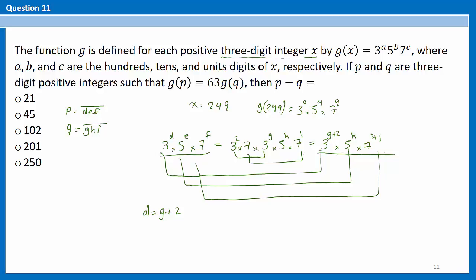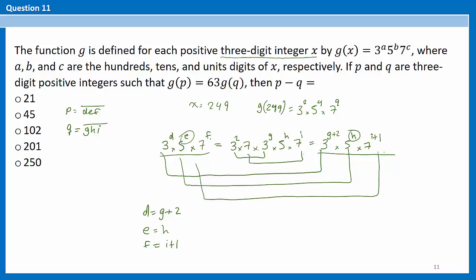So if the hundreds digit of p is 2 greater than the hundreds digit of q, that really translates into a difference of 200. And the same goes for the units. The tens are the same. E is equal to H. Let's write it down anyway. E is equal to H. F is I plus 1.